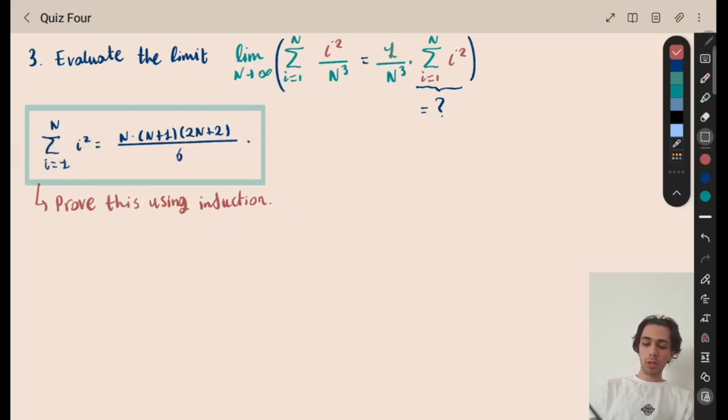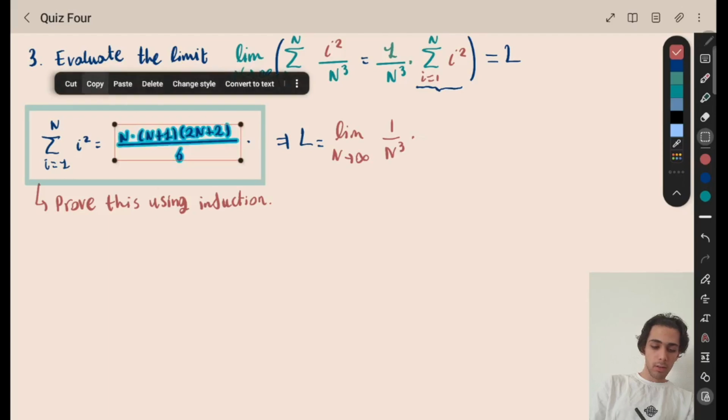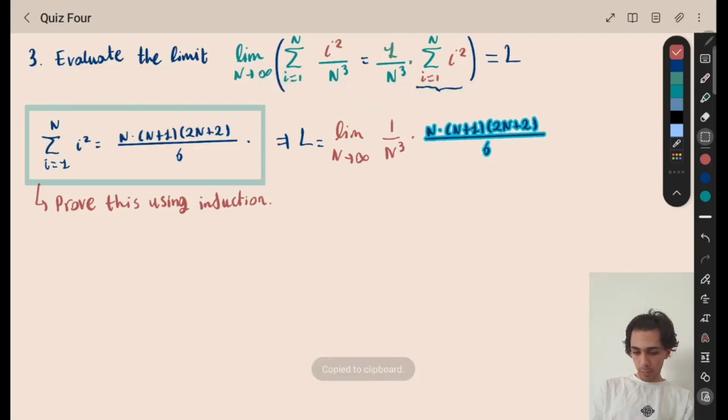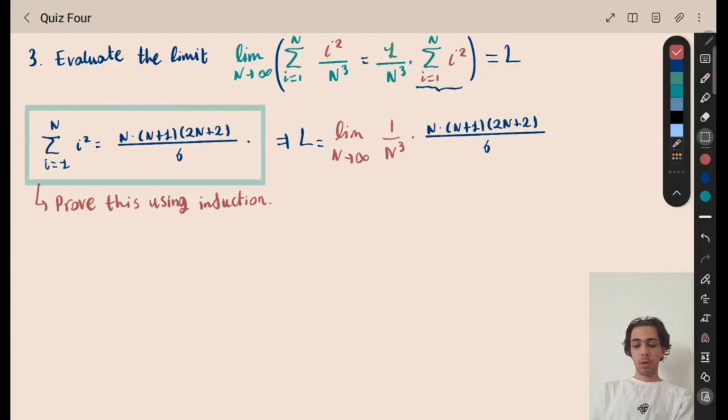Okay, and now with this knowledge, I can rewrite this limit. I'll call this L. Then by this formula, I have that L is still the limit as n tends to infinity of 1 over n cubed on one hand, and this formula on the other hand. And simply, this is a race to see which one goes faster to infinity. Is it the numerator, is it the denominator, or do they go at the same pace?